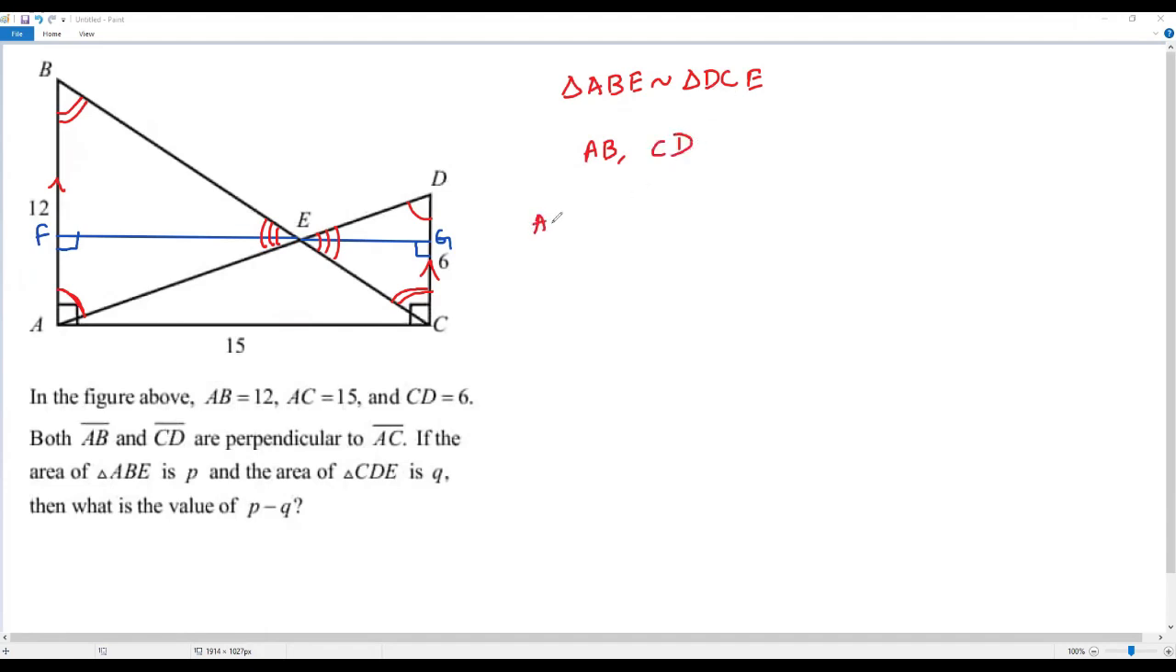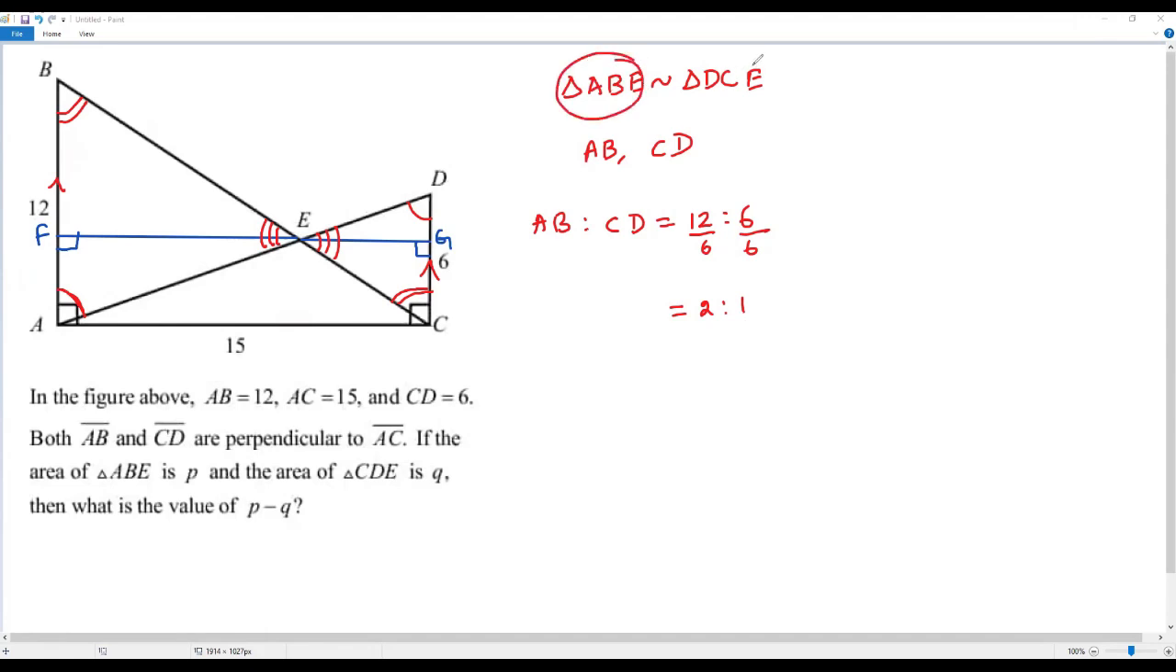Okay, already we have the lengths for both AB and CD. Let's find the ratio between the corresponding sides AB and CD. That is equal to 12 to 6. Here there is a common divisor for the two terms of this ratio, that is 6. Let's divide both the terms by 6. When I divide 12 by 6, I'm getting 2. Here 6 by 6, I'm getting 1. Now I got the ratio of the corresponding sides, that is 2 to 1.